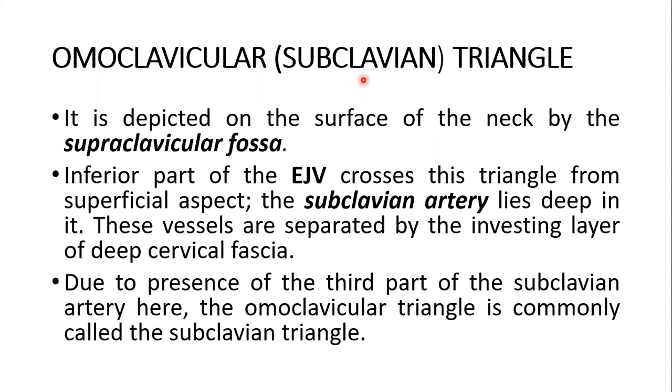So this is then the subclavian triangle. I told you that the supraclavicular fossa is present on the surface where this is lying. The inferior part of the external jugular vein crosses this triangle from the superficial aspect. The subclavian artery lies deep in it. These vessels are separated by the investing layer of the deep cervical fascia. Due to the presence of the third part of the subclavian artery here, this triangle is called the subclavian triangle.